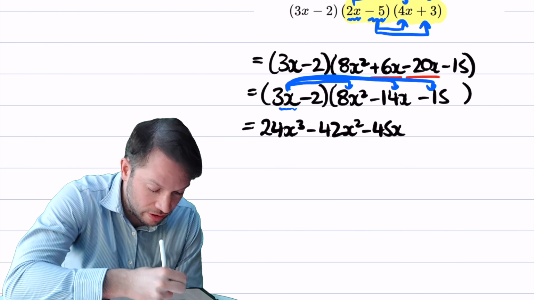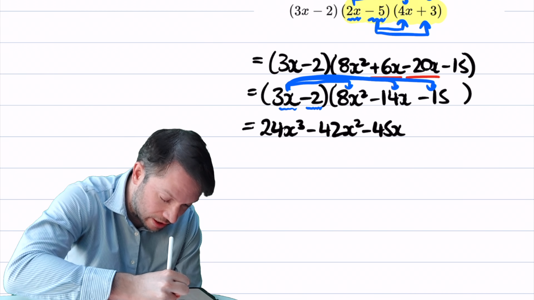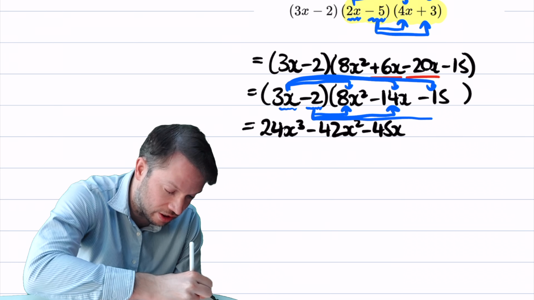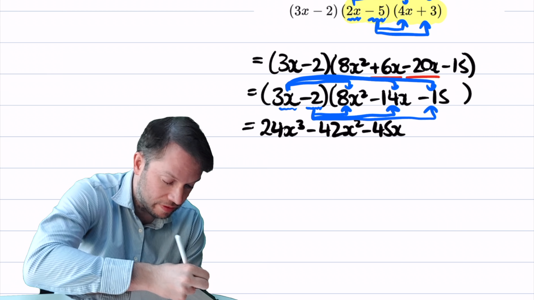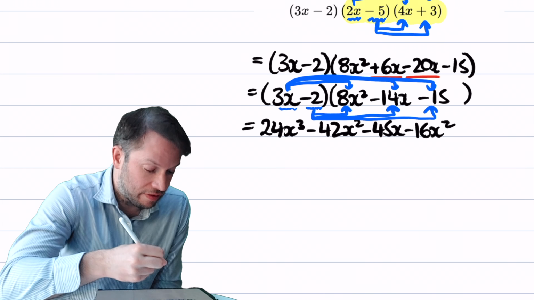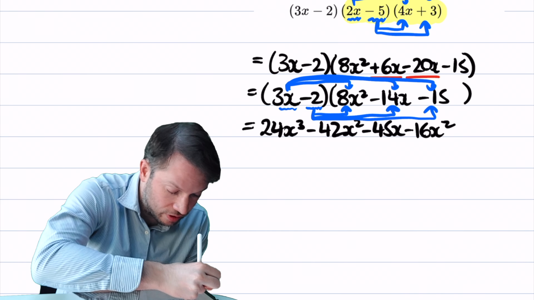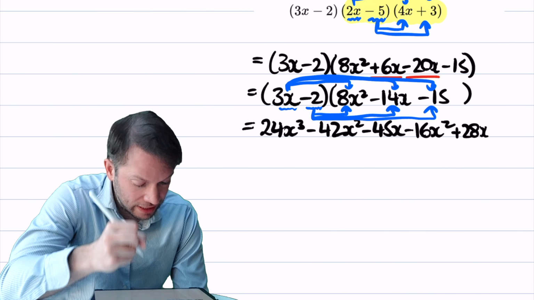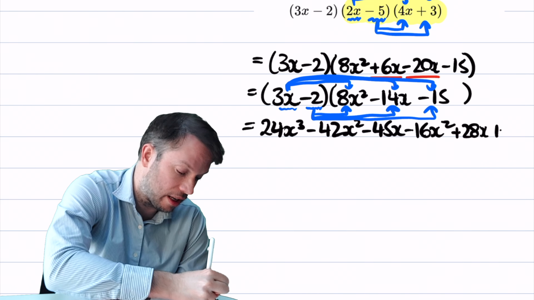Now we're going to do this second term in the first bracket multiplied by each term in the second. So minus 2 times 8x squared, minus 2 times minus 14x, and minus 2 times minus 15. Now minus 2 times 8x squared, negative times positive is negative, so it's going to be negative 16x squared. Minus 2 times minus 14x is going to be positive because it's negative times negative. So you get positive 28x. And then finally, negative 2 times negative 15. Again, negative times negative is positive, so it's going to be plus 30.